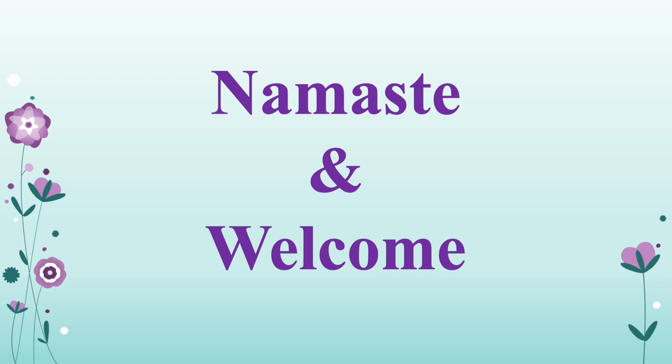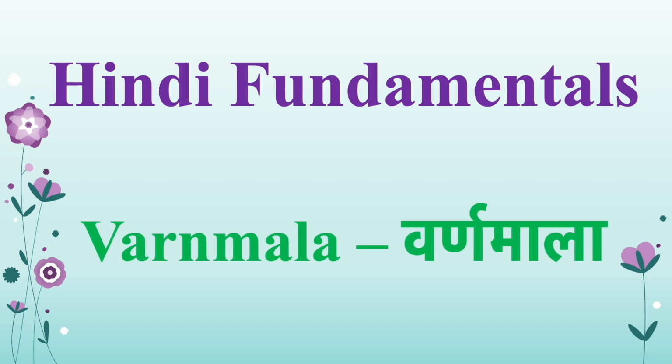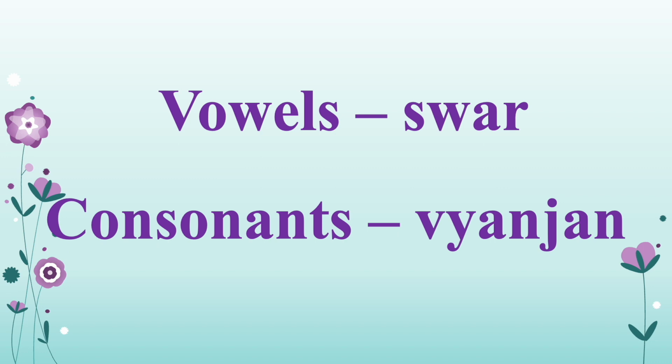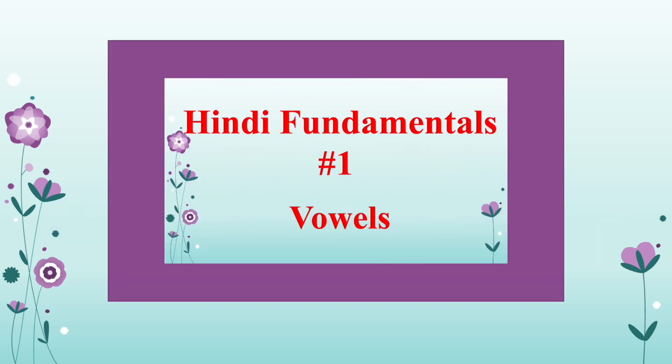This video is part 2 of the series Hindi Fundamentals. As you might know from my previous video, in Hindi, all the alphabets together are called Varnmala. Now, Varnmala consists of vowels and consonants called Swar and Vyanjan. Part 1 in the series Hindi Fundamentals was about swar or vowels. If you would like to watch that video, the link is in the description.